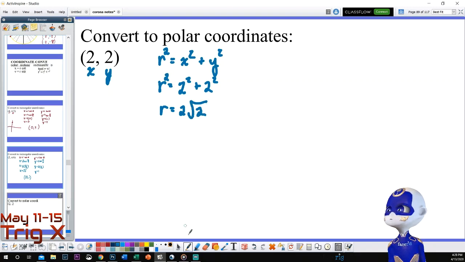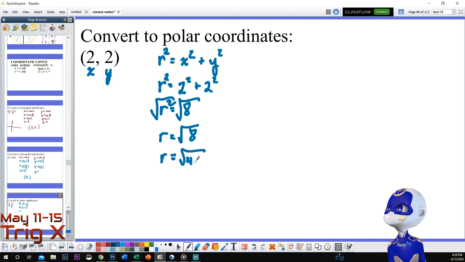Did I do that too fast? Maybe. Let's slow it down. So I've got 2 squared plus 2 squared, that is 8. And this was r squared, so I'm going to square root both sides. When I do that, that gives me the square root of 8. I remember that 4 times 2 is 8. Square root of 4 is 2. And the square root of 2 we don't know. Alright, so that's how we got 2 square root of 2.